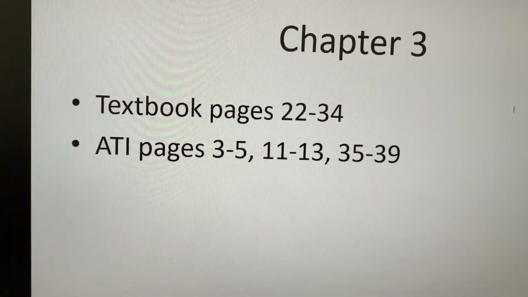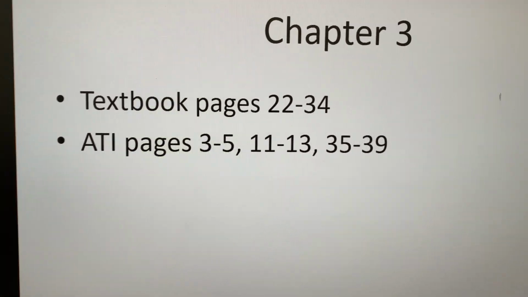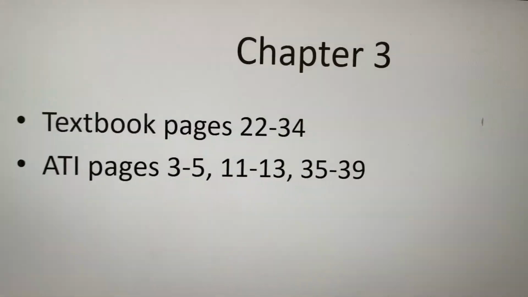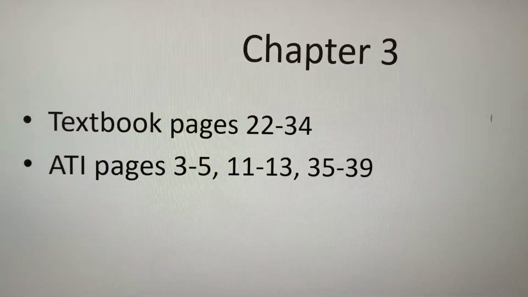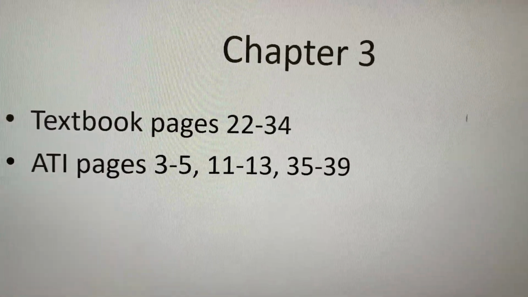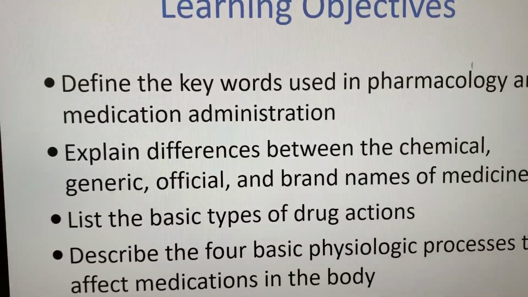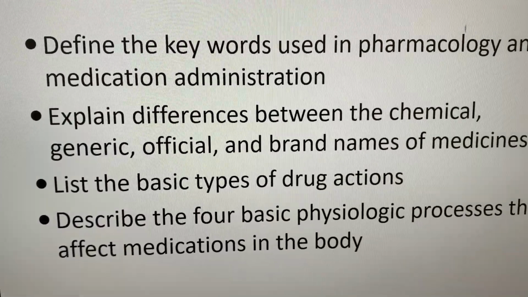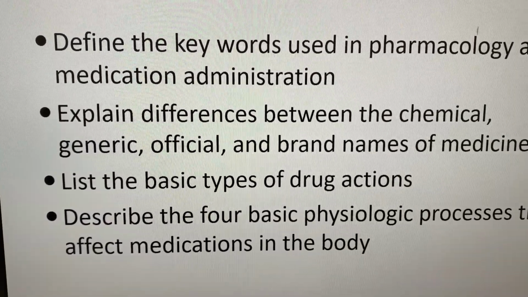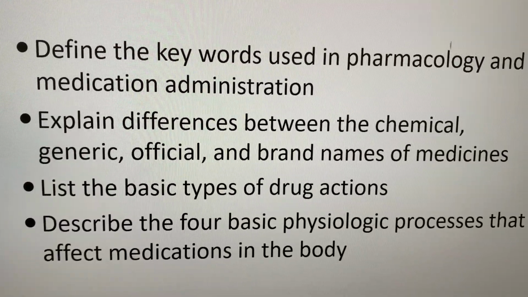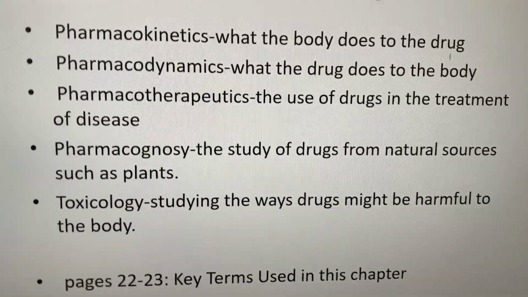So not a super long chapter, 12 pages. And then ATI pages that you are going to be able to find similar information, 3 to 5, 11 to 13, 35 to 39. We're going to be talking about keywords, different names of medications, types of drug actions, and then the 4 physiologic processes that are seen when somebody takes medications.